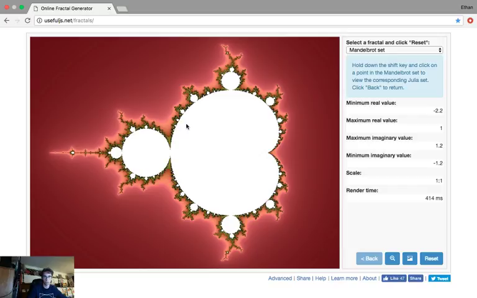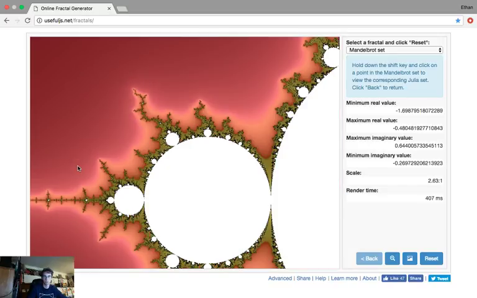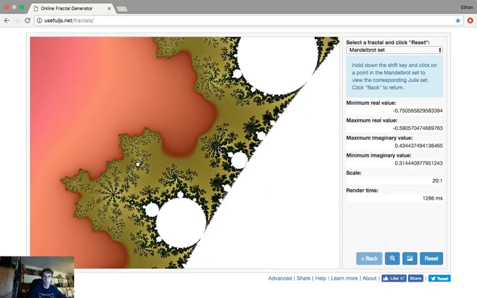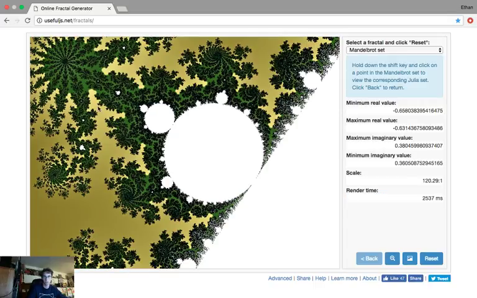So let's see, we'll zoom in somewhere else. So isn't that pretty cool? You can see that it still pertains to the Mandelbrot set, even when it's magnified.